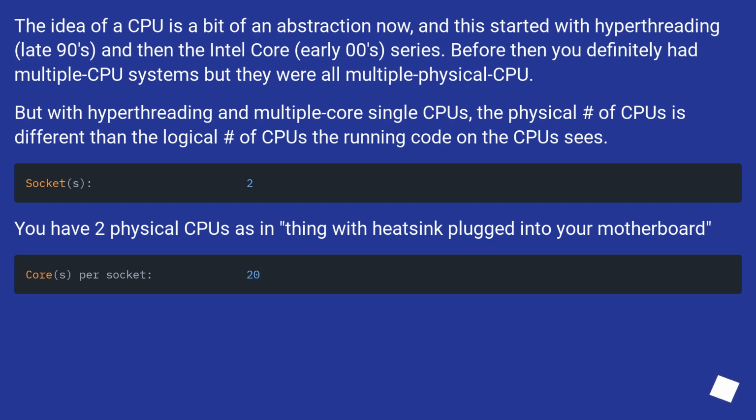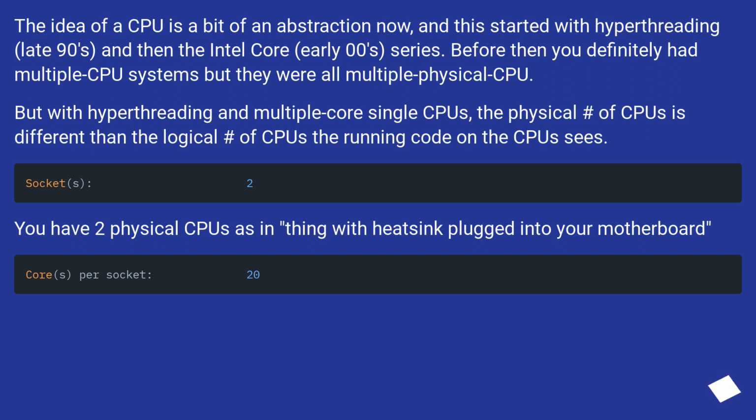The idea of a CPU is a bit of an abstraction now, and this started with hyperthreading in the late 90s, and then the Intel Core series in the early 00s. Before then you definitely had multiple CPU systems, but they were all multiple physical CPUs. But with hyperthreading and multiple cores in a single CPU, the physical CPU is different from the logical CPU, the one running code.